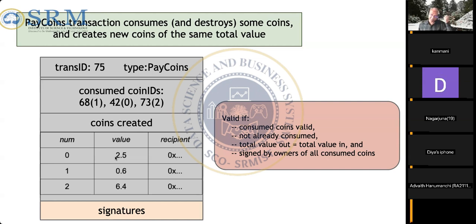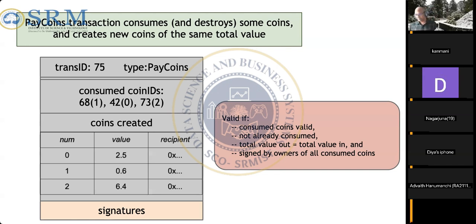So for example, if I'm spending a coin worth 25 bitcoins, and then I'm creating new coins with the same total worth, that should be valid. And then we have some more rules saying that the consumed coins are valid. That means these coins are not double spent and not already consumed. And the total value of the consumed coins is equal to the total value of the new coins created, right? And again, we follow the same rule.